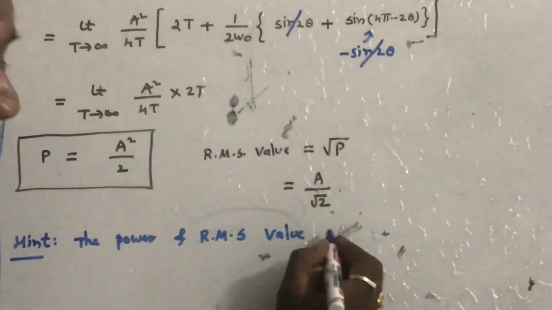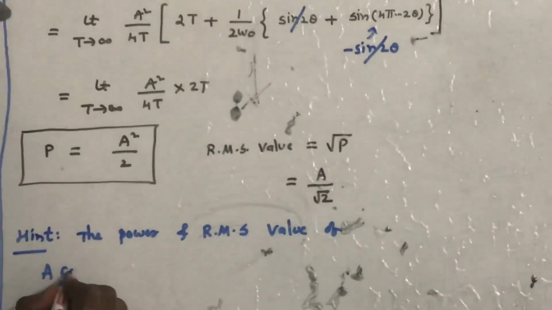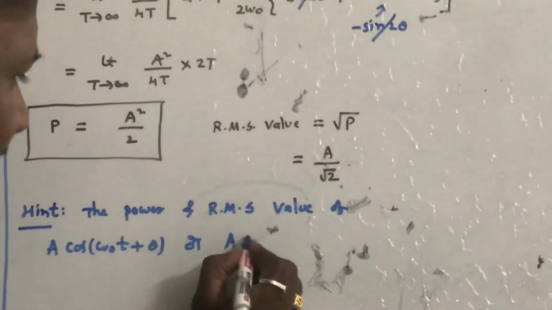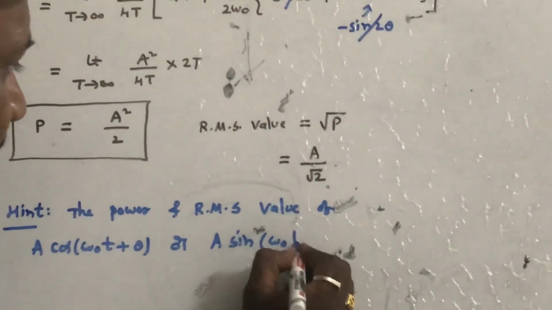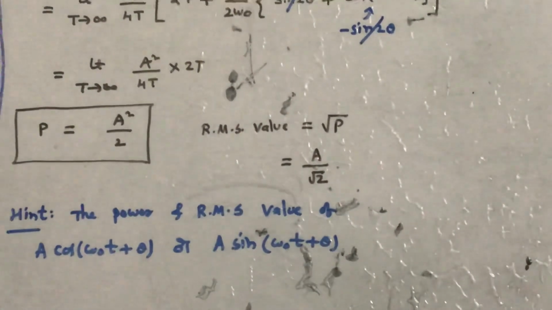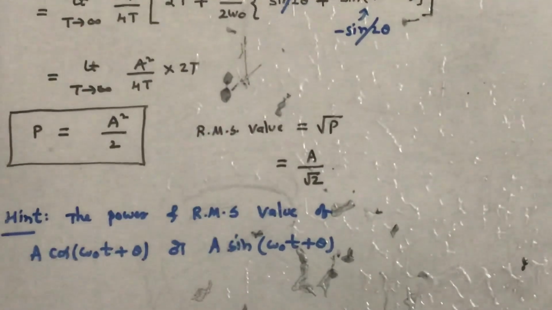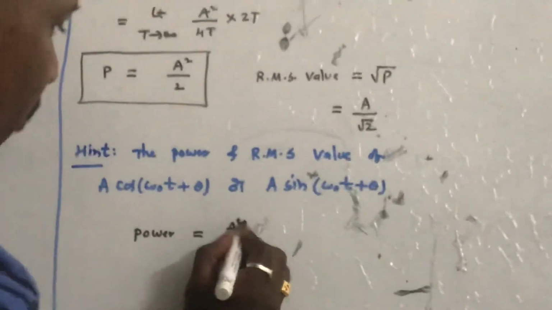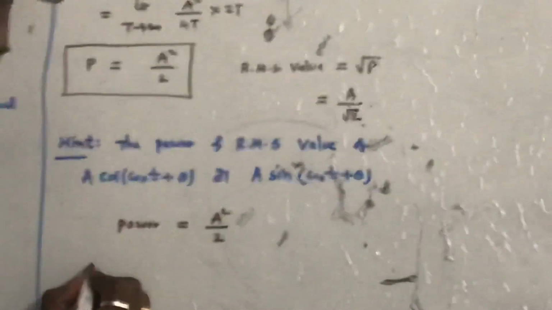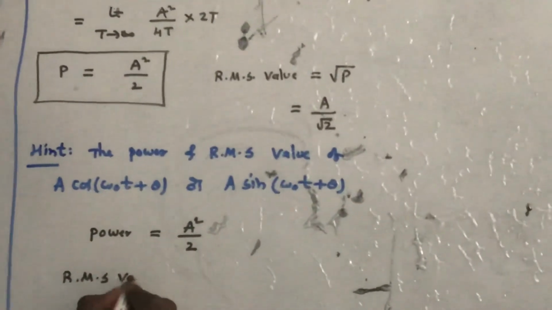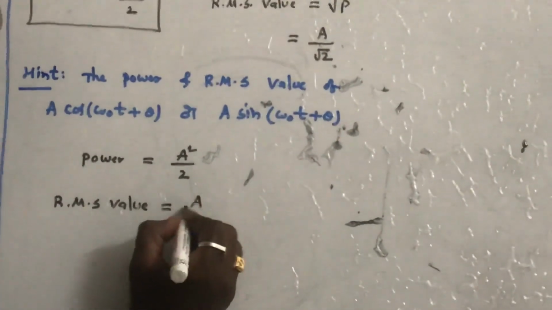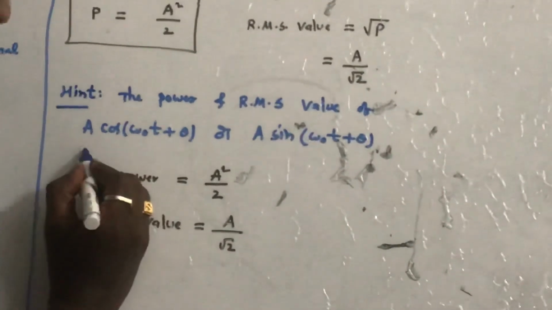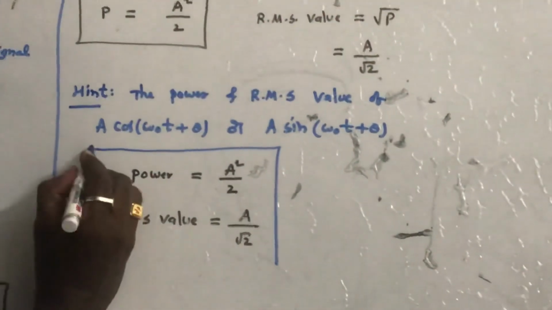The power and RMS value of A cos(omega 0 t plus theta), or if you take A sin(omega 0 t plus theta), you will get the same answer. So in many examples you will find this kind of equation. What is the power formula? The power formula is straightforward. Simply square the amplitude and divide it by 2. So the RMS value is the square root of power, that is A by root 2. So these are very, very important formulas. I use these formulas when I solve problems.